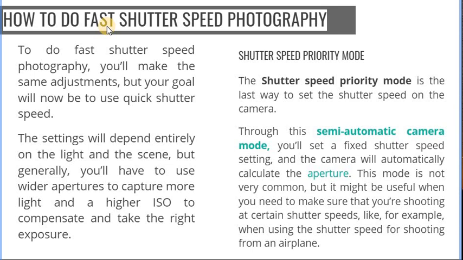Anong gagawin mo nun? For example, daylight naman. So, you need to capture the moving lion. Kailangan mas mabilis or kailangan mong ilagay sa shutter priority or shutter speed priority mode ang iyong shutter button. Tapos, ikaw na mag-adjust ng aperture and ISO mo. Iset mo na siya agad.